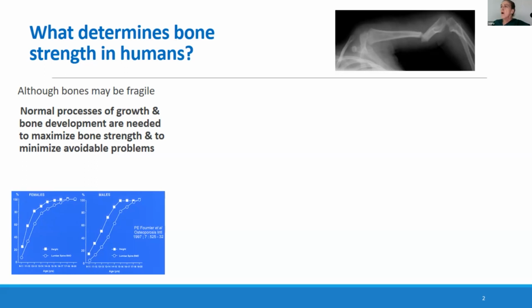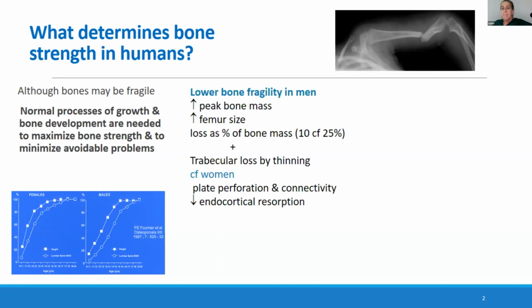And you've seen this slide before. As children grow, their bone mass increases at the same time. Men have lower bone fragility than women because their peak bone mass is higher, their femur size is bigger, and so even if they have the same adult insult to their bone, the loss is less compared to the percentage of bone that they have. And women have smaller, thinner bones, and so when they get osteoporosis or have an insult such as glucocorticoid in adulthood, they perforate those trabecular plates, the connectivity decreases, and osteoporosis is earlier and worse.